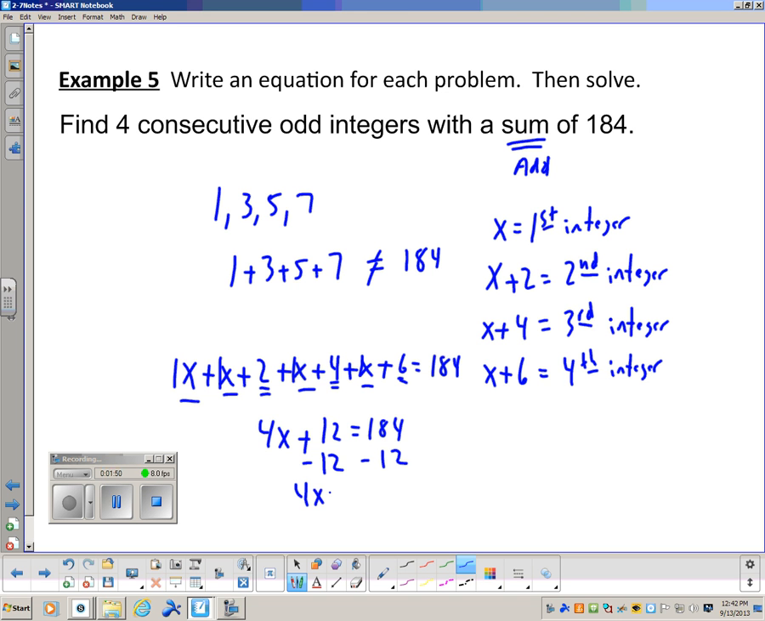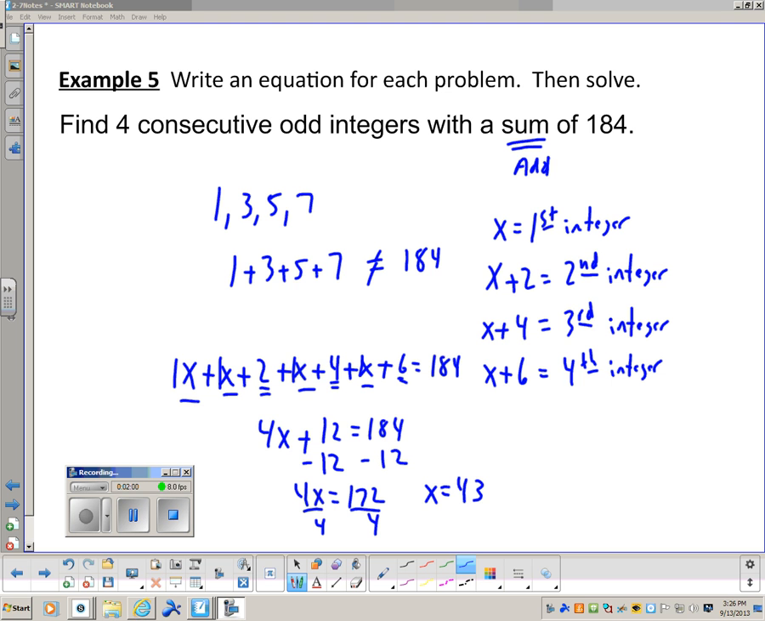We get 4x equals 172. Divide by 4, and x is 43. So now that we got the first value there of x equals 43, we can come up here and plug that 43 in here for x, and we can get the next one. So 43 plus 2 there gives us 45.